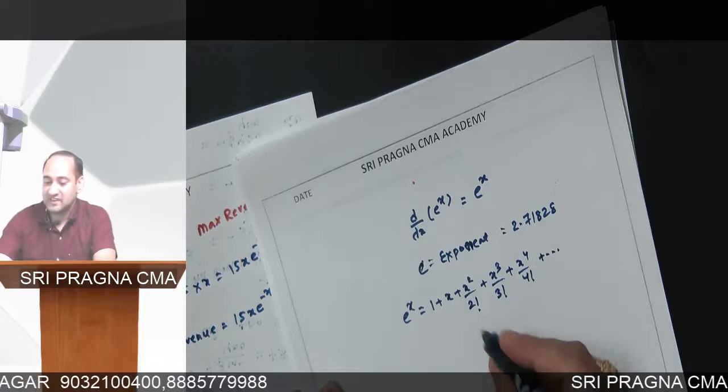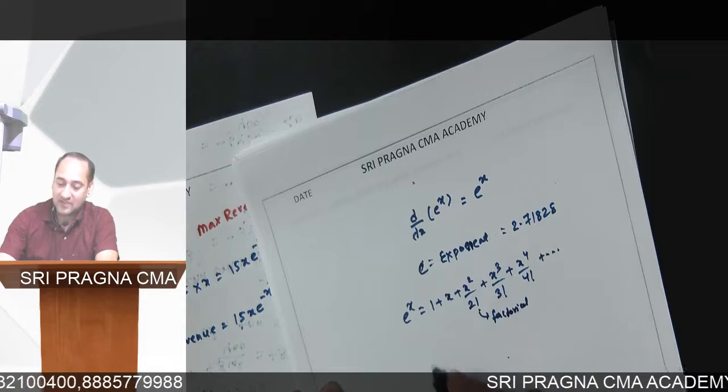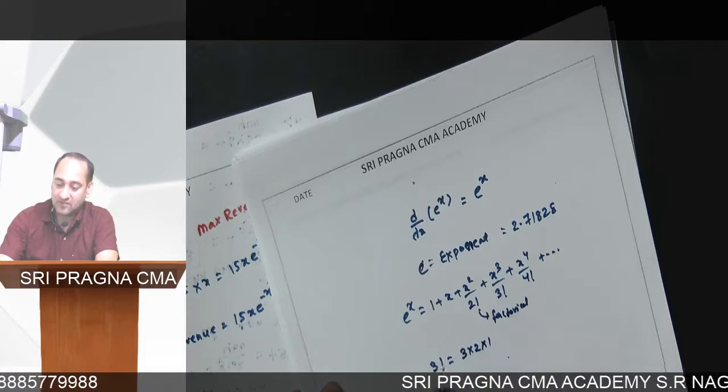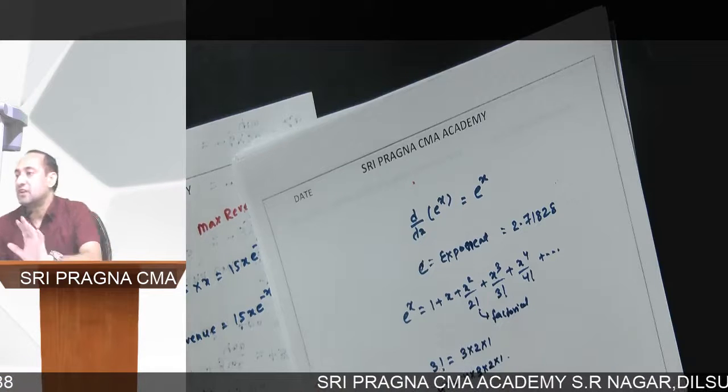So we read it as a factorial. What do we read it as? Factorial. So when we write 3 factorial, it means 3 into 2 into 1. When we write 4 factorial, it is 4 into 3 into 2 into 1. So this is the meaning of factorial.